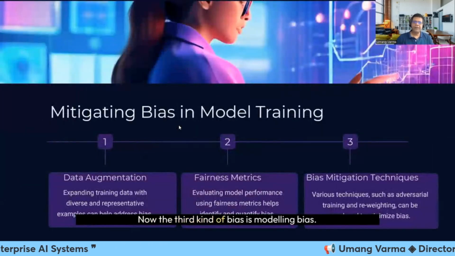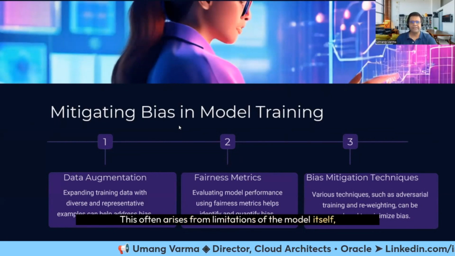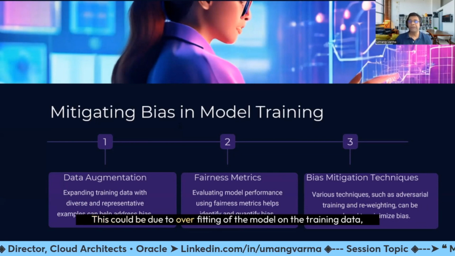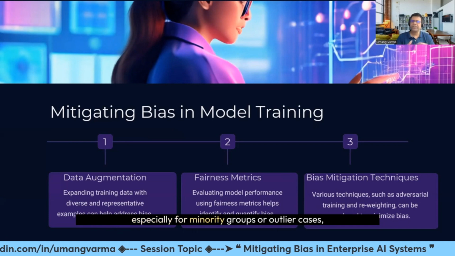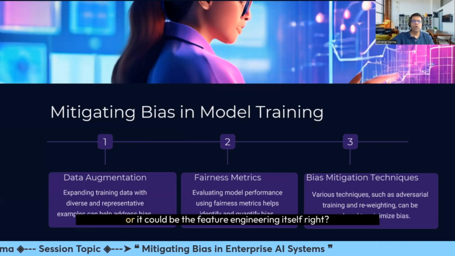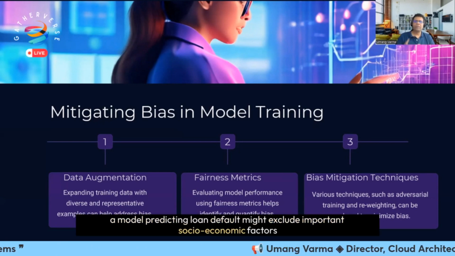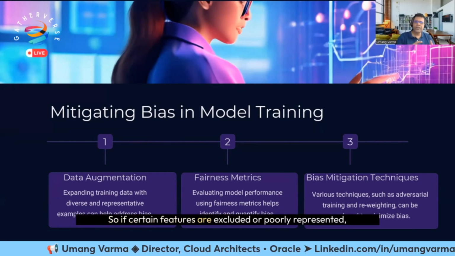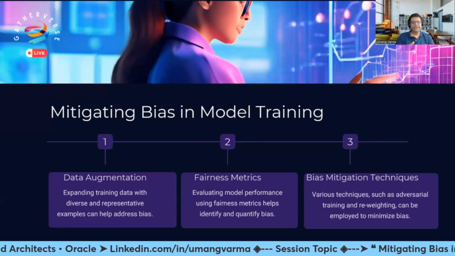Now, the third kind of bias is modeling bias. This often arises from limitations of the model itself, independent of data quality or algorithmic flaws. This could be due to overfitting of the model on the training data, leading to biased predictions, especially for minority groups or outlier cases. Or it could be the feature engineering itself, right? For instance, a model predicting loan default might exclude important socioeconomic factors, leading to discriminatory outcomes. So if certain features are excluded or poorly represented, the model may produce biased results, right?